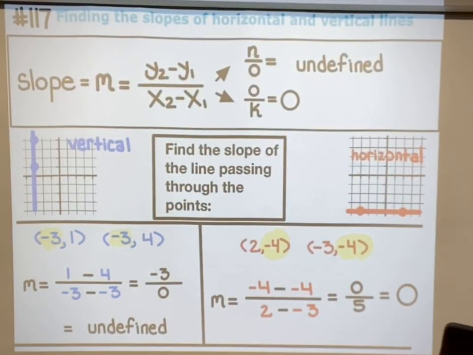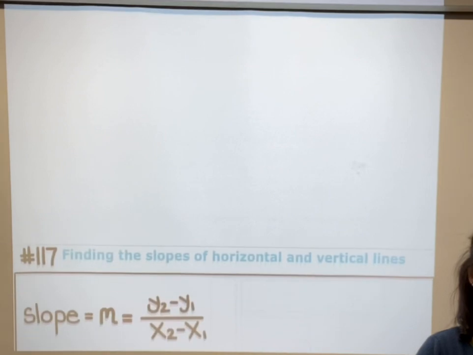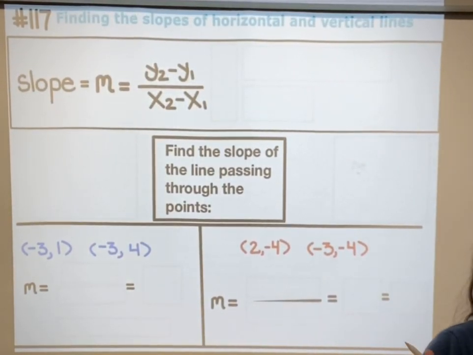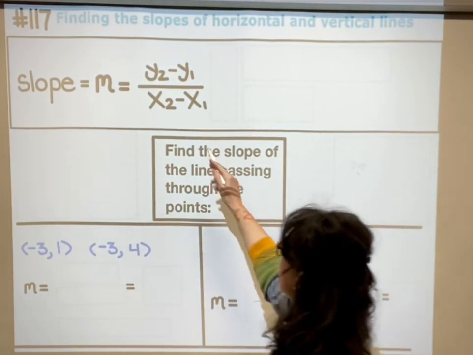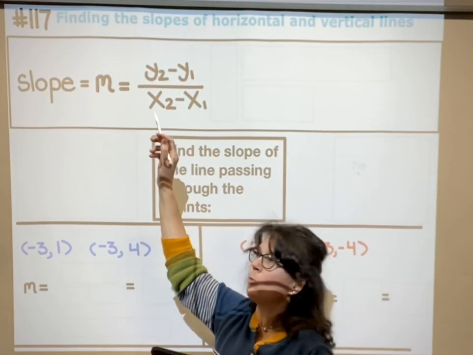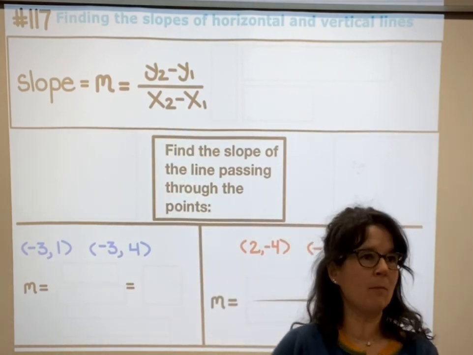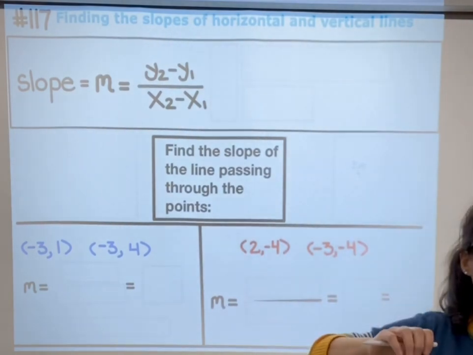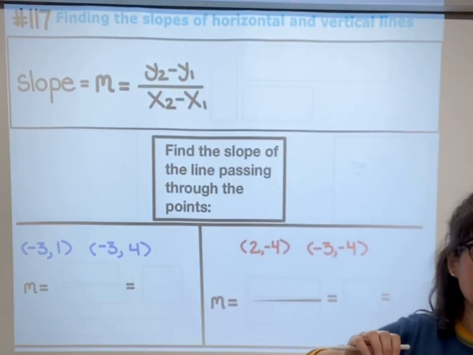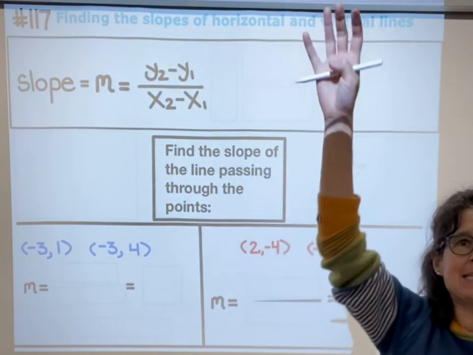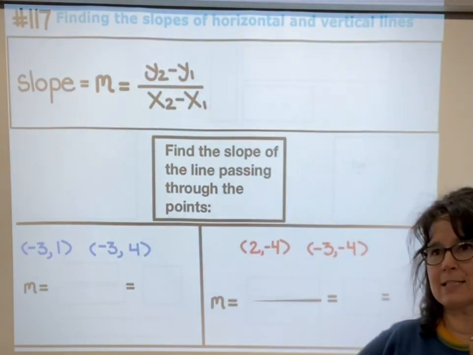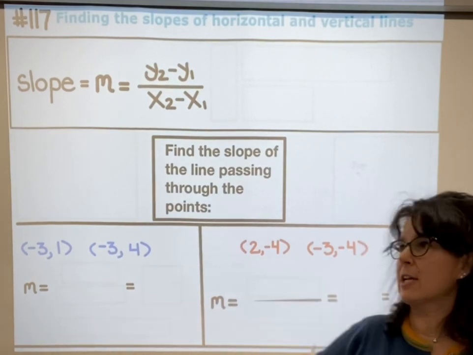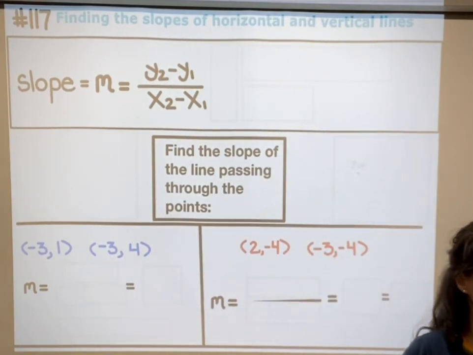So, finding slopes of horizontal and vertical lines. The fallback plan to finding slope is to use the formula y sub 2 minus y sub 1 over x sub 2 minus x sub 1. The reason the y's are in the numerator is because it's rise over run. If you rise, you're going up and down, so that's your y-axis. Over run, that's like your x-axis. So we're going to subtract the y's over subtracting the x's.